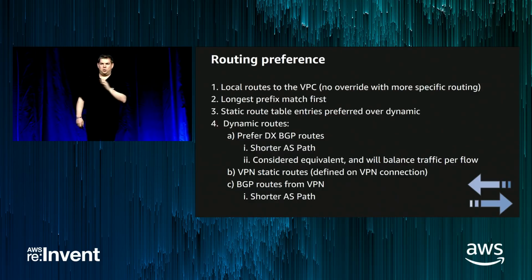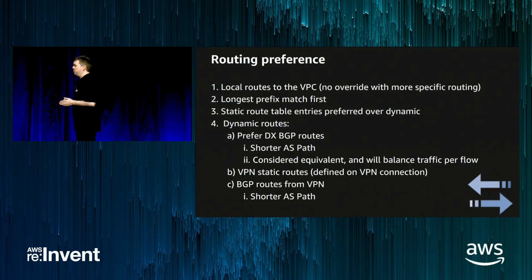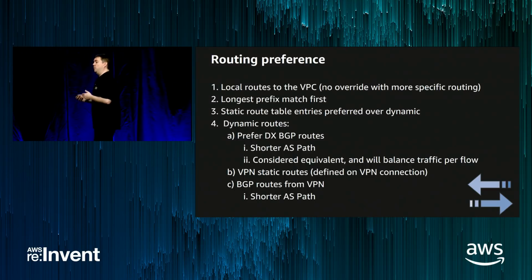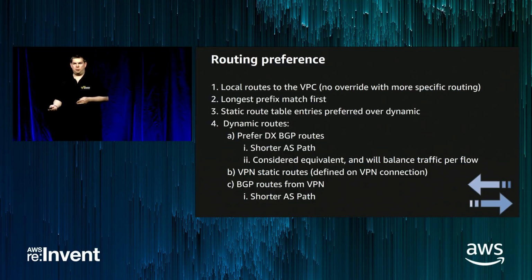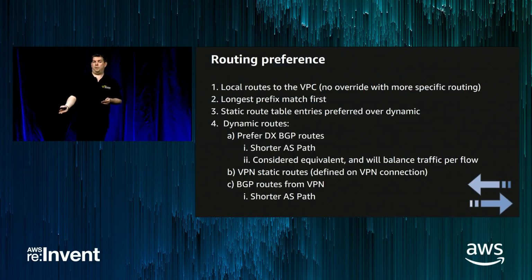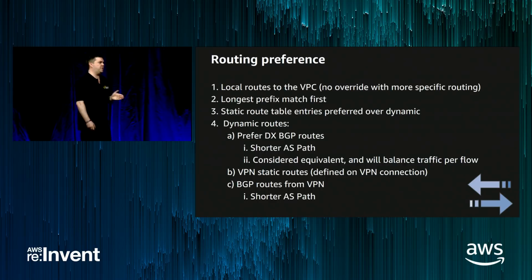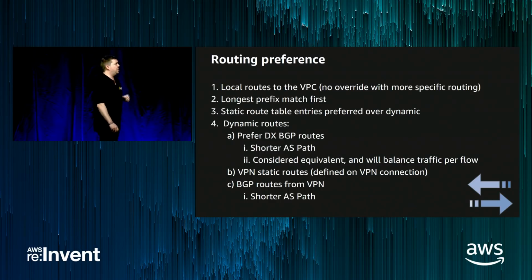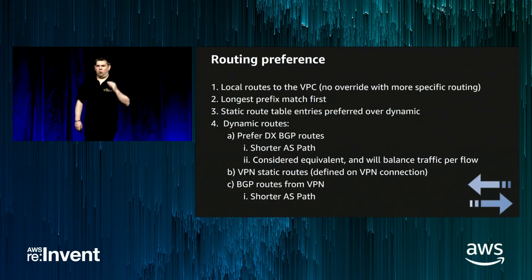And if so, we're going to choose that. So even if you announce a more specific range of IPs, perhaps over a VPN, compared to Direct Connect, typically we would prefer Direct Connect, but because you announce more specific prefixes via VPN, we'll actually send that traffic over the VPN. So the longest prefix match comes right up there at the top.